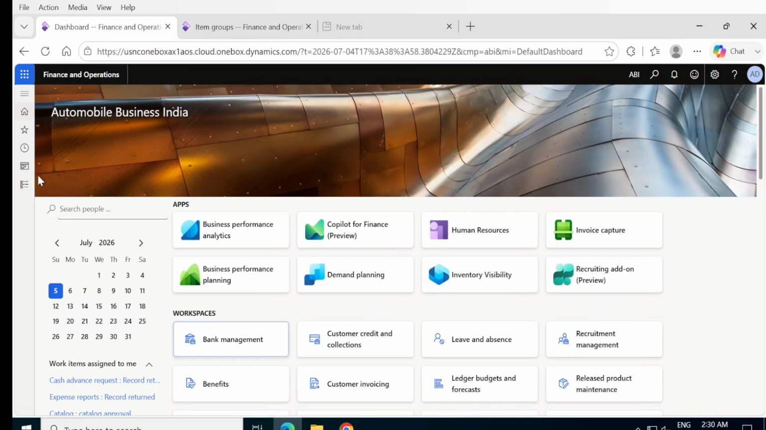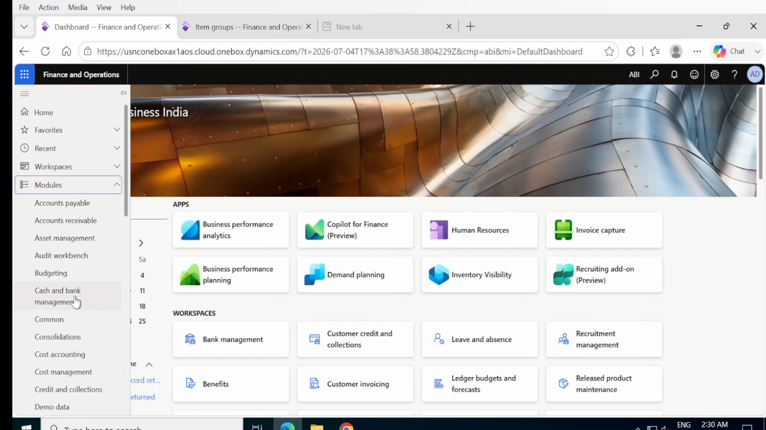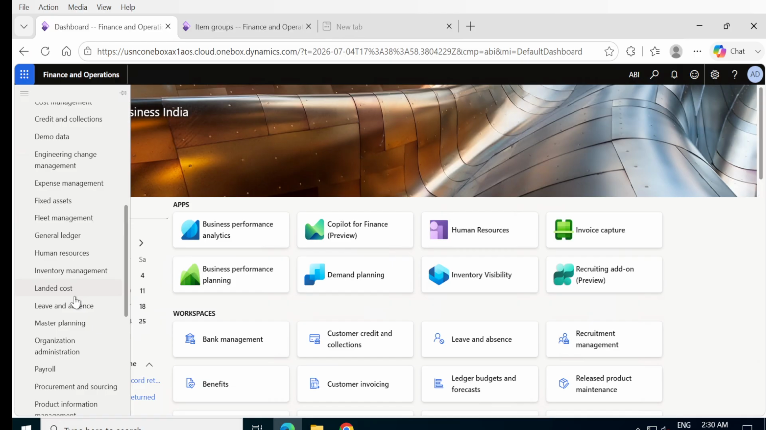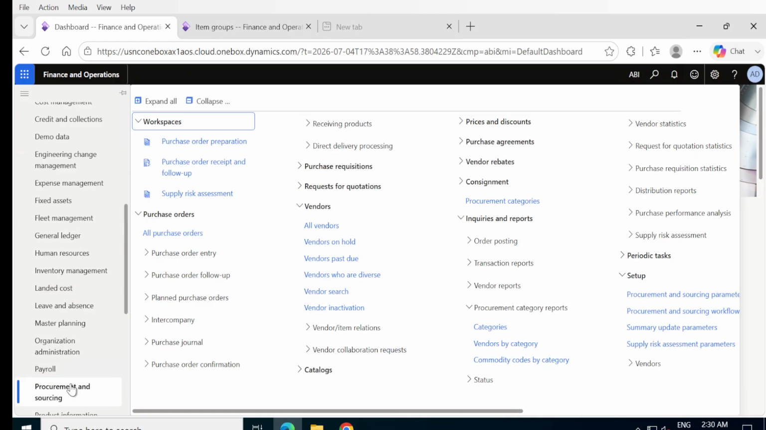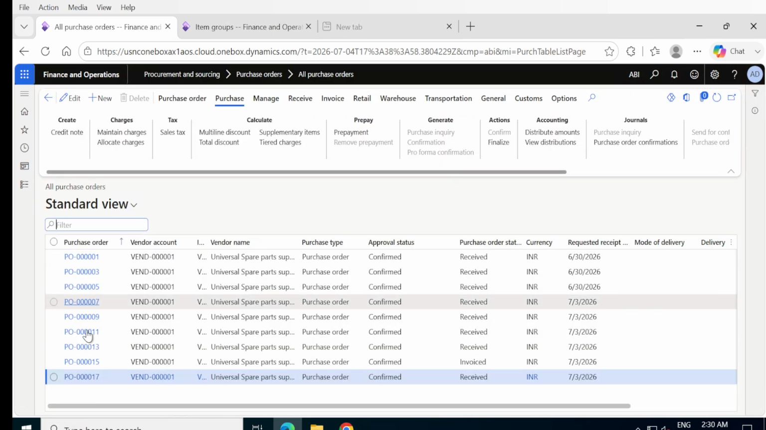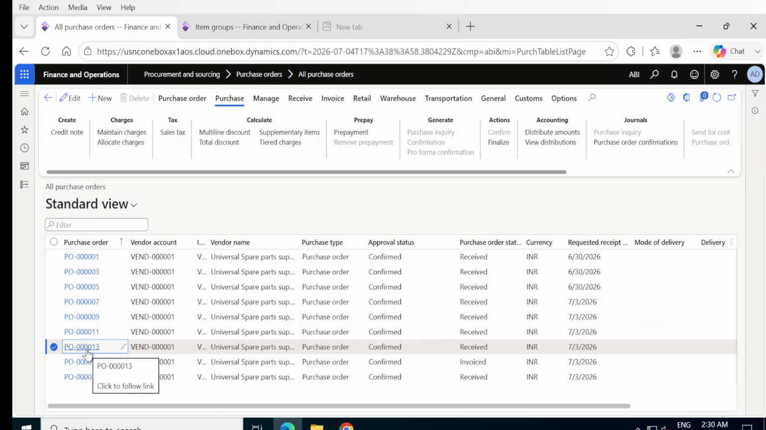Okay, let me pull up the purchase receipt journal that I showed you in my earlier session. So I go to purchase order. I showed you these purchase orders in my earlier session.